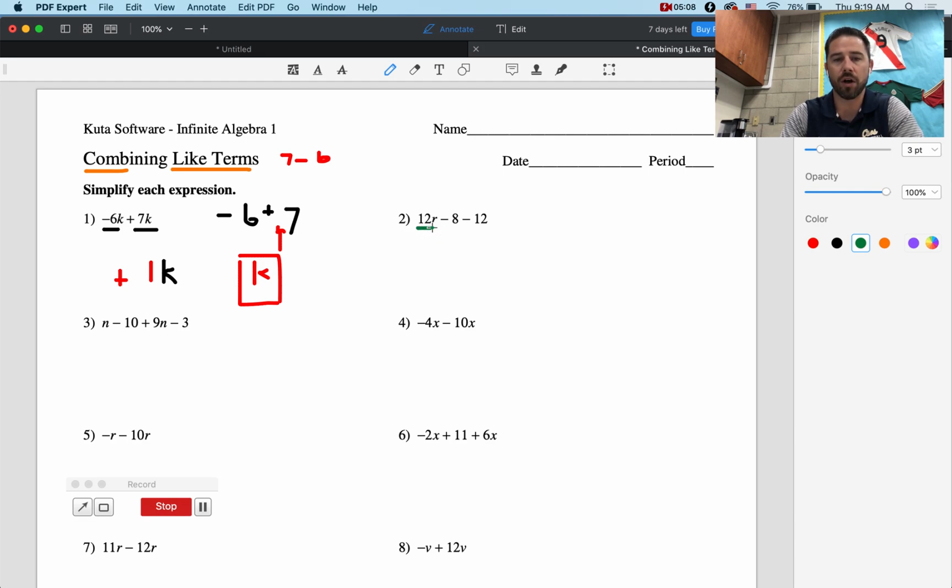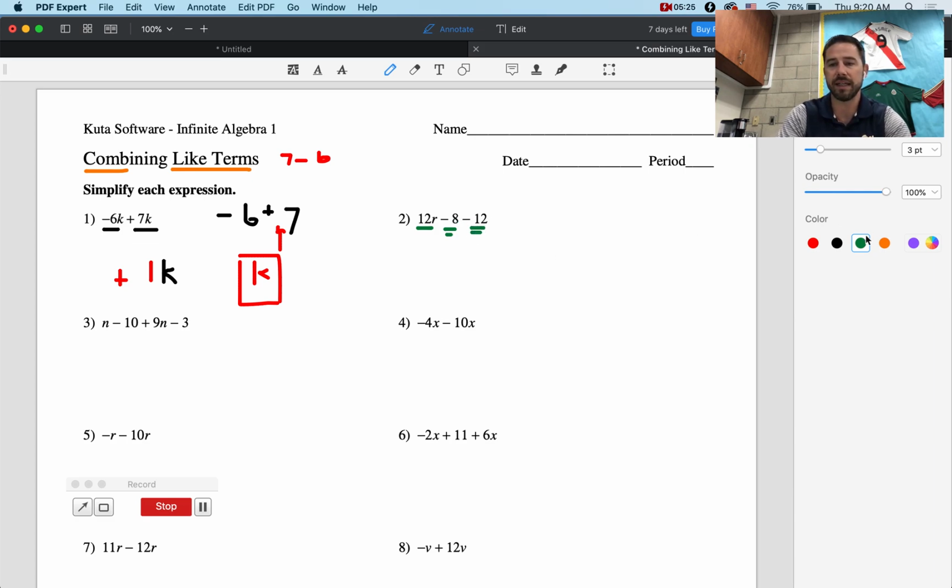Okay, so I have r's here. I do a single line. Then I come over here, and this guy's a constant. He's a regular old number. Is he an r? No, he's something different. Since he's something different, I'm going to give him 2 lines. Okay, now what's this guy? Oh, he's just like an 8. He's a regular number, so I'm going to give him 2 lines.